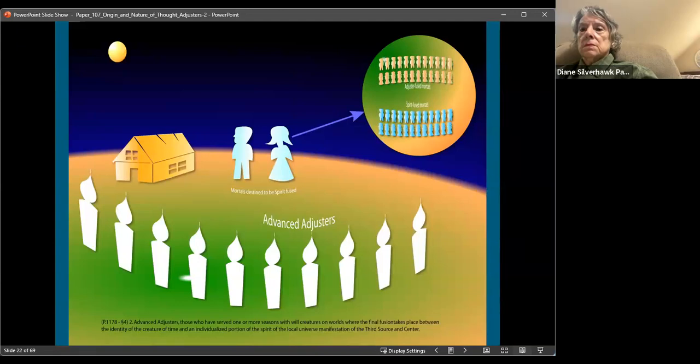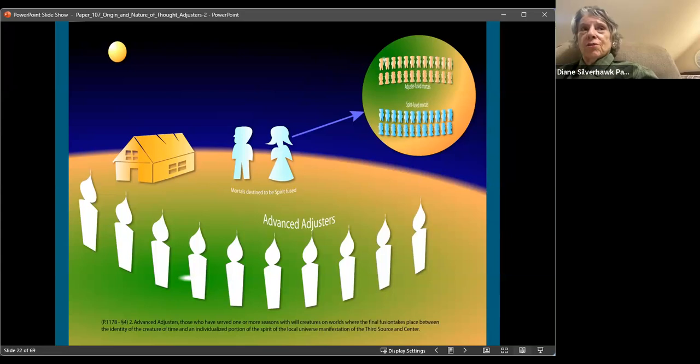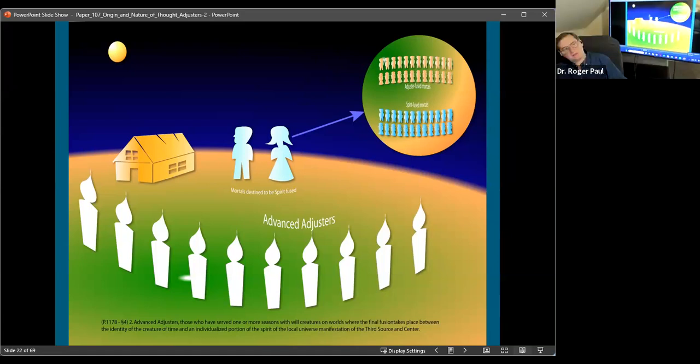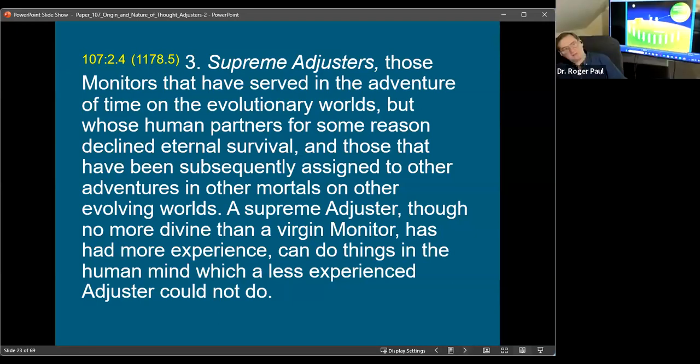This is a picture of the Advanced Adjusters. Next one, we'll get the important stuff here. Okay, Supreme Adjusters. This is the next one. Let's have Gary read this one.